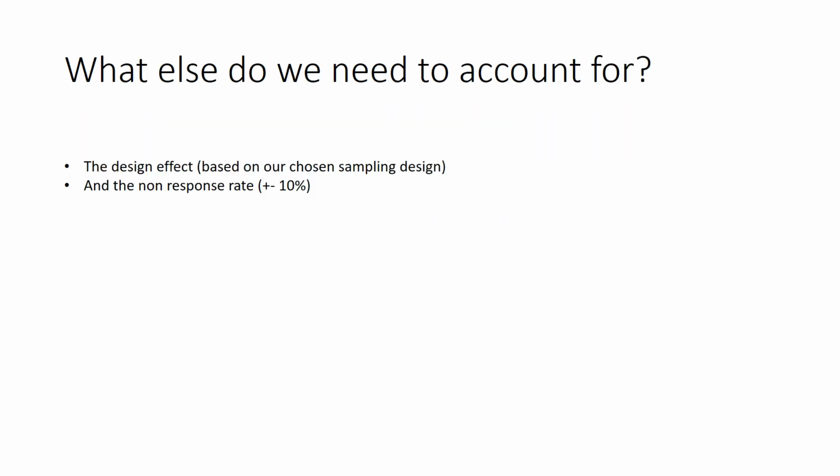And finally, you may want to increase your sample size based on the design effect. If we use a different sampling strategy other than simple random sampling, we have to account for that in our sample size. We may also want to account for non-response. We usually assume a 10% non-response. We do this to ensure that we do not lose valuable power due to non-response.